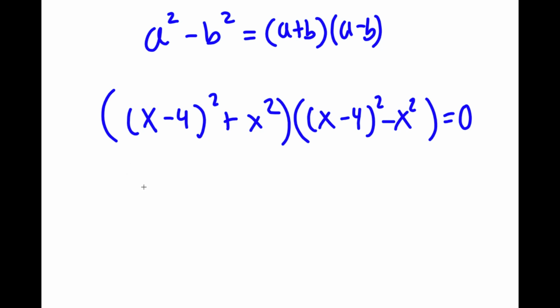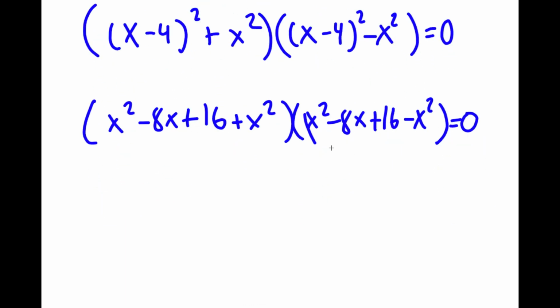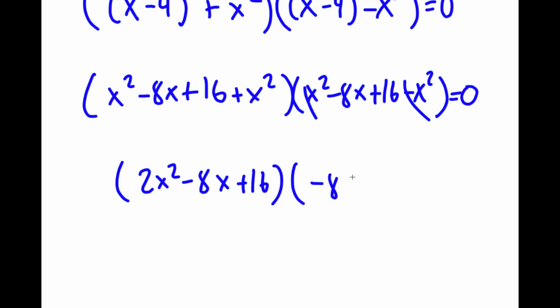(x minus 4) squared, that's going to be x squared minus 8x plus 16. Now I have this plus x squared times x squared minus 8x plus 16 minus x squared is equal to 0. So then these two cancel out, and the x squares add up, so 2x squared minus 8x plus 16, times negative 8x plus 16 is equal to 0.